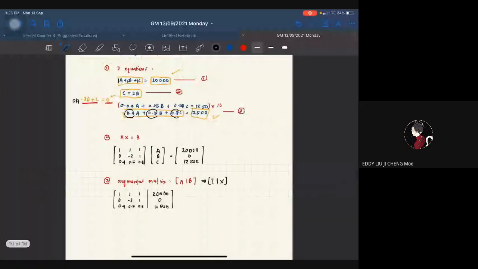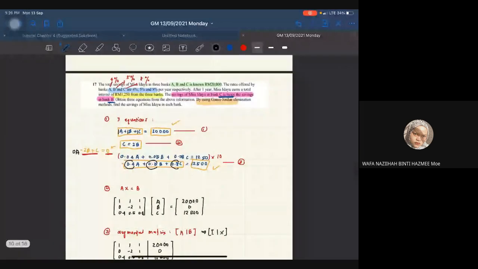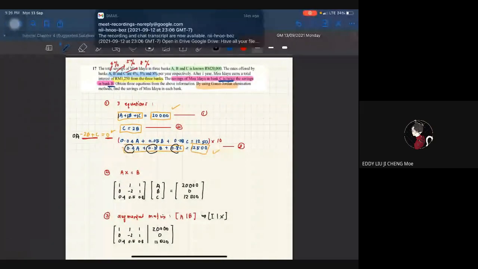Okay, so this one saya tinggalkan untuk awak buat sendiri. Boleh ke? Ada soalan tak untuk this one? Siapa yang bertanya tadi? Far boleh ke? Boleh, okay, good. Alright, orang lain soalan? Boleh?